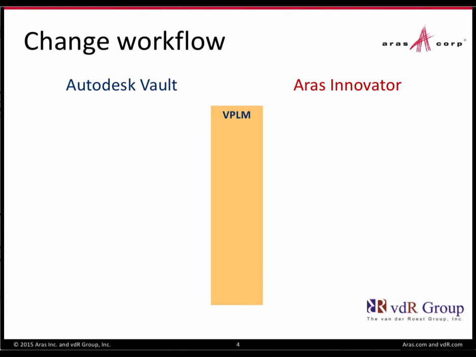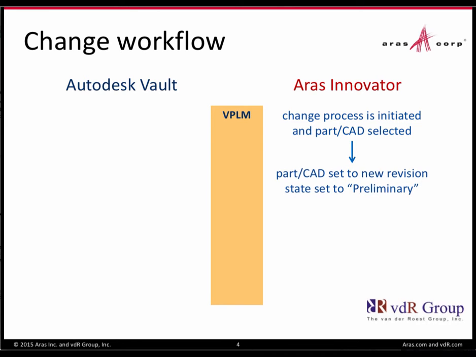Let's move on to the next important use case. This use case is related to the overall change process. In this scenario, the change process is initiated from within Aras. Typically, parts and/or CAD files are selected and identified for change. Upon starting this process, a new revision is activated, and the state is set to preliminary. This automatically triggers revision and state change on the Vault side. The state is set to WIP.